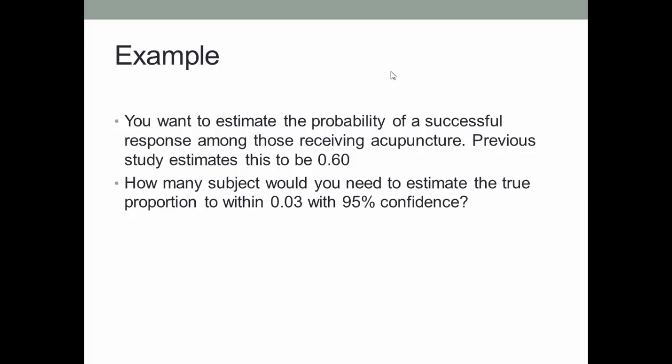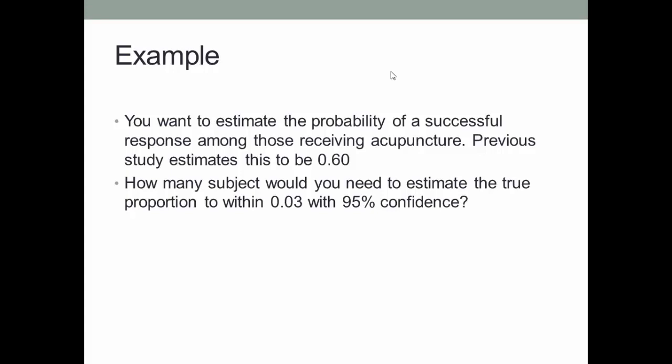So to give you an example of that, suppose you wanted to estimate the probability of a successful response for those on acupuncture. And let's say I came to you and said, look, I don't know what the true proportion is, but based on previous studies, I think it's 0.6. I want you to get me an estimate of the true proportion so that you can be 95% confident that it's within 0.03 of the true value. That's the level of precision that I'm looking at.